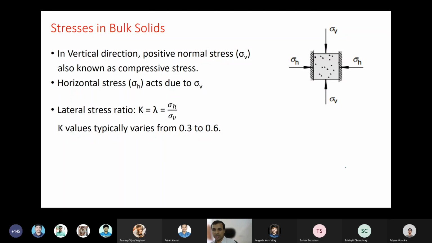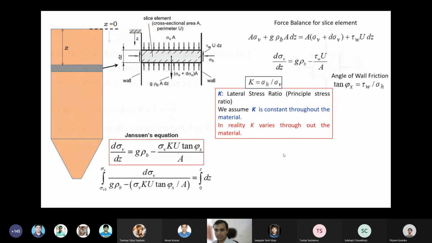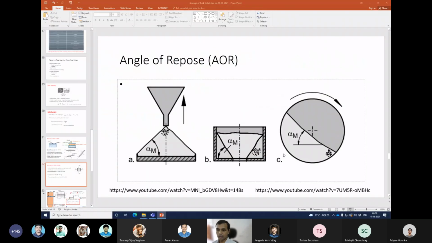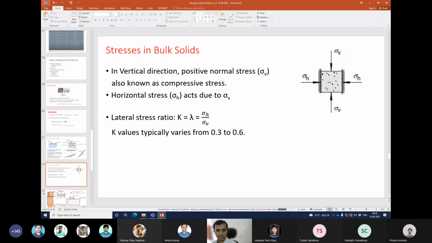I will not rush stress in bulk solids, because we have only one or two minutes left. We will continue from here in the next class. If you have a next class, you may leave now and join the next class. If you have questions, you can ask me. I'm happy to answer. I hope my teaching has clarity and the right pace. If not, please let me know. We'll discuss this part in the next class. I will upload the slides straight after this class.